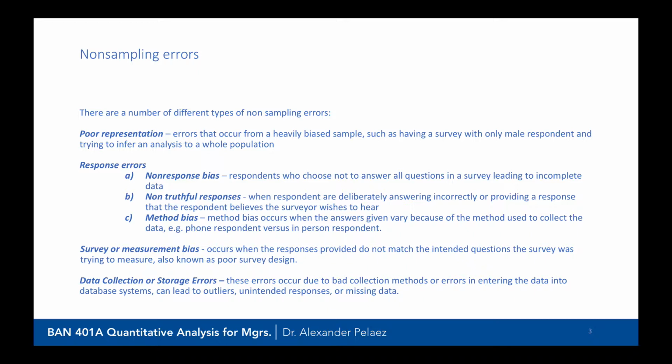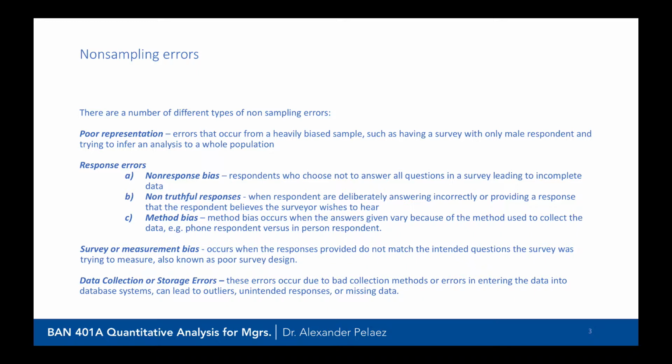Respondents who choose not to answer all the questions in a survey, which leads to incomplete data. Consider having a survey where you have 10 questions, and all 10 questions are somewhat related, but some people choose not to answer 3 or 5 of the questions. It could affect your overall connection between any 2 questions, 3 questions, or 4.